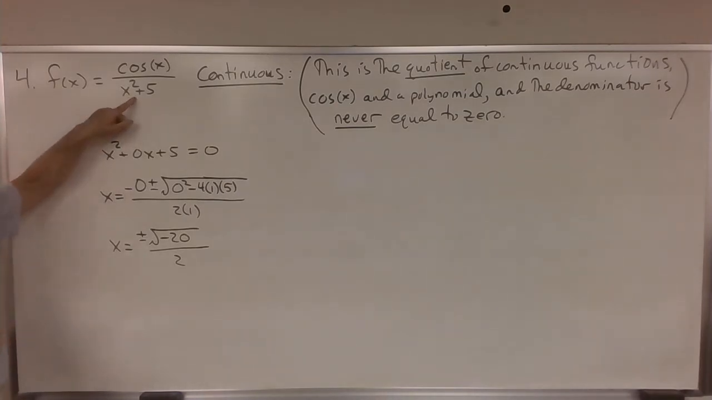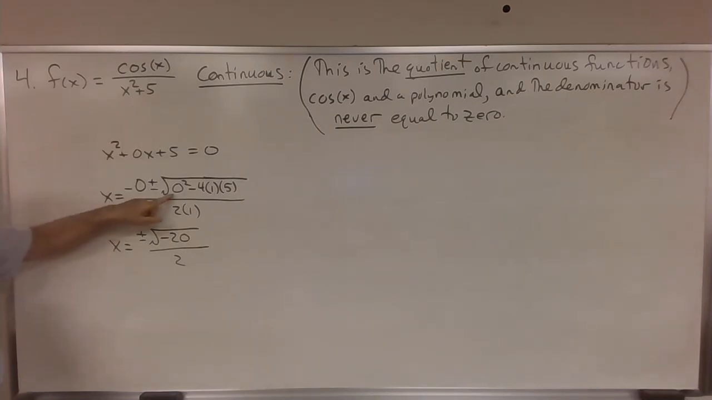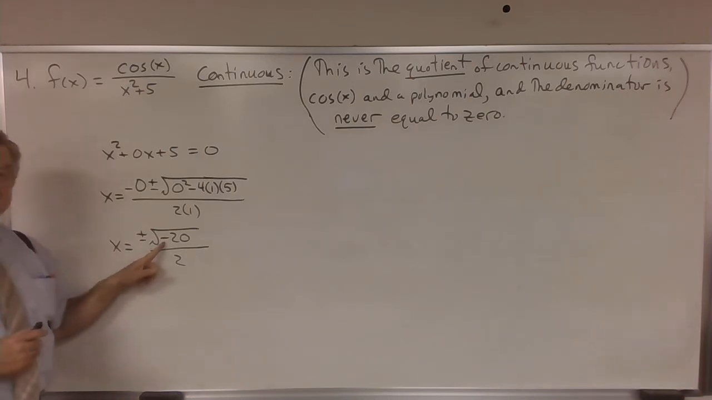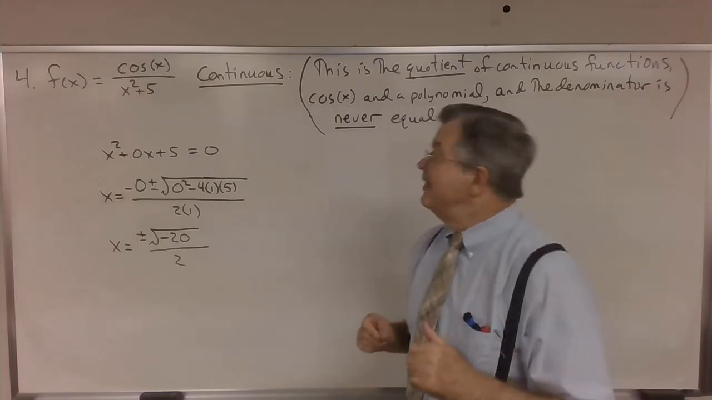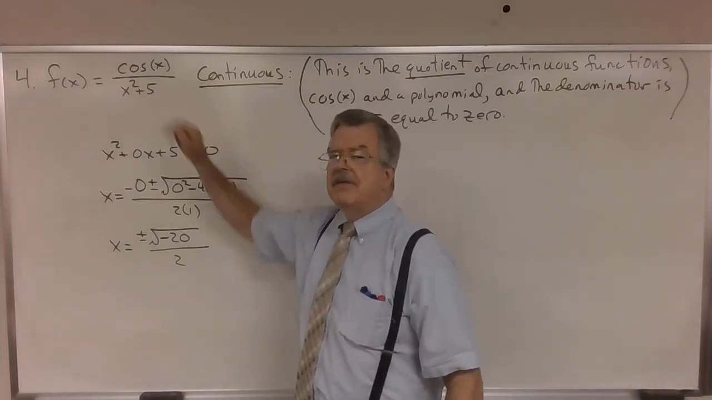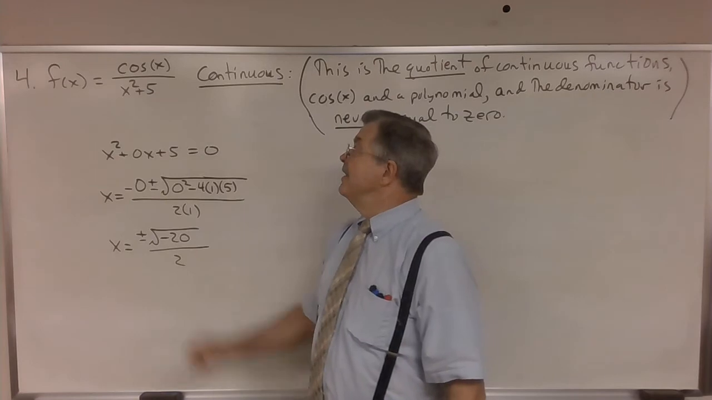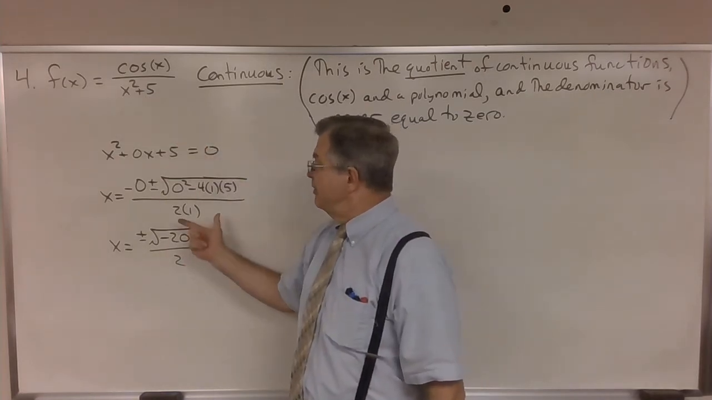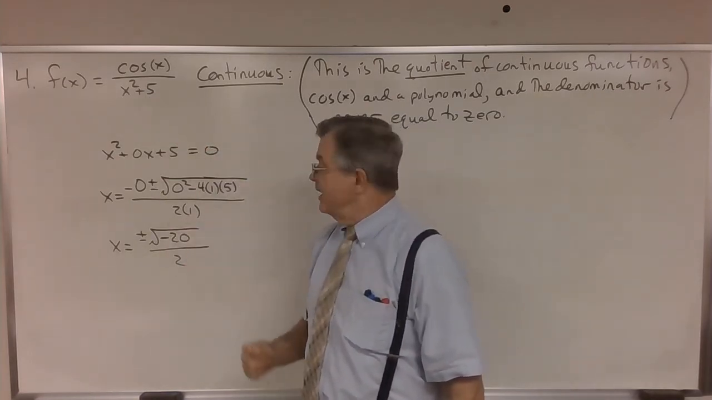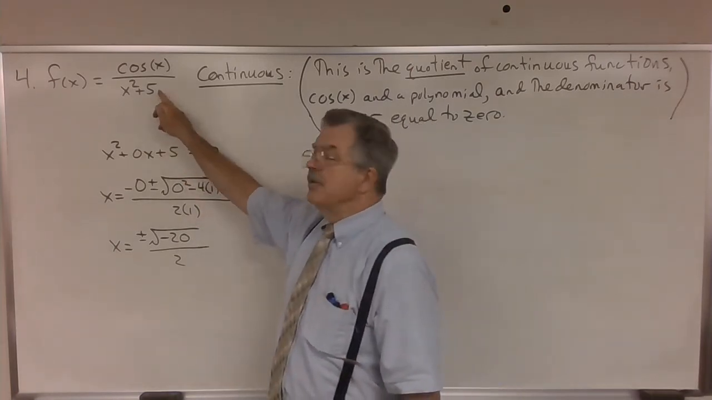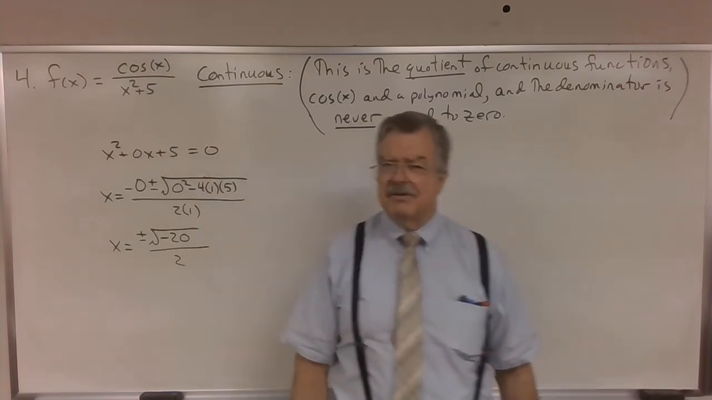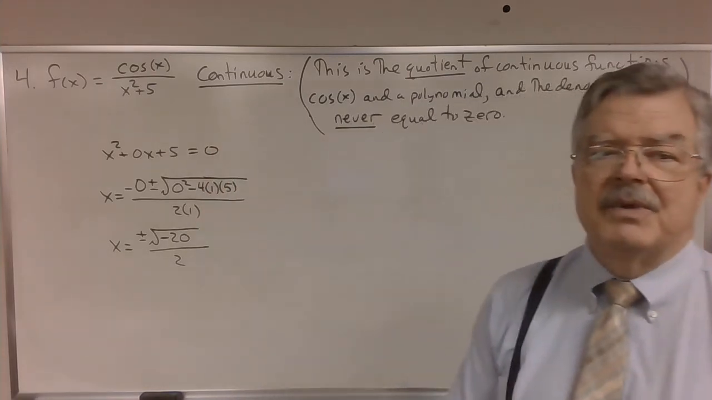If we take the coefficients of a quadratic, plug them into the quadratic formula, and we get a negative under the radical, then no real number will make this quadratic equal to zero. So that's the other way that we could have approached it.